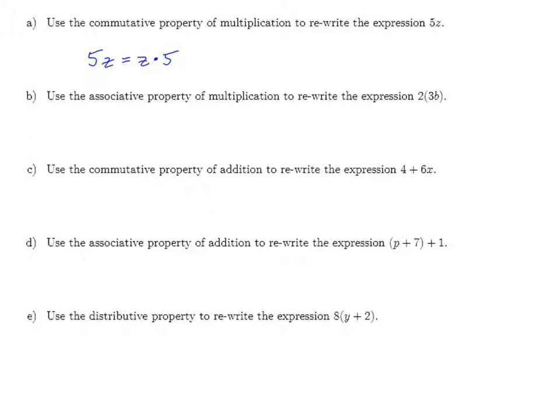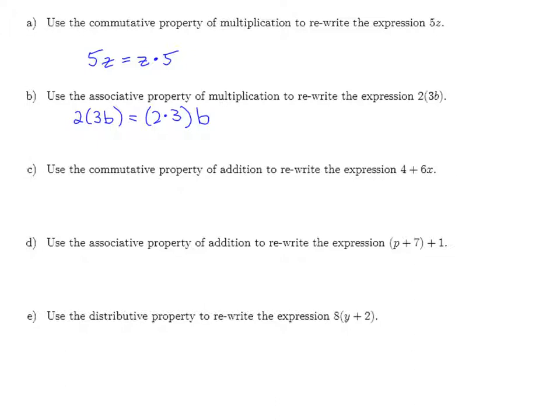The next one asks us to use the associative property of multiplication to rewrite the expression 2 times the quantity 3b, which is placed in parentheses. So, again, the associative property of multiplication is one that allows us to regroup expressions. So we're going to take this expression 2 times 3b, with 3b in parentheses, and that will regroup into 2 times 3 times b. So instead of having 3b grouped, I now have 2 and 3 grouped.